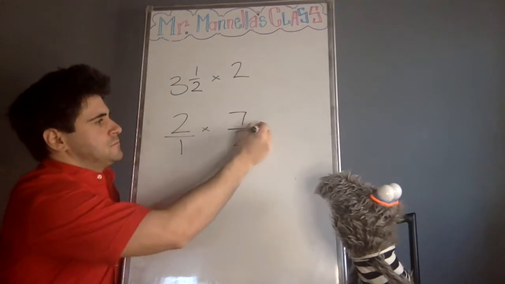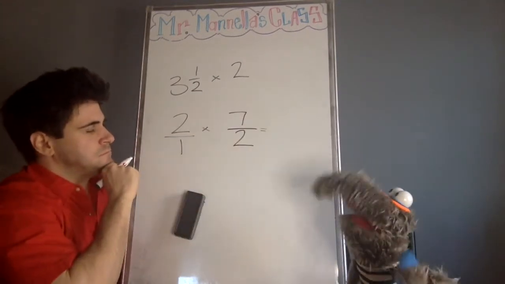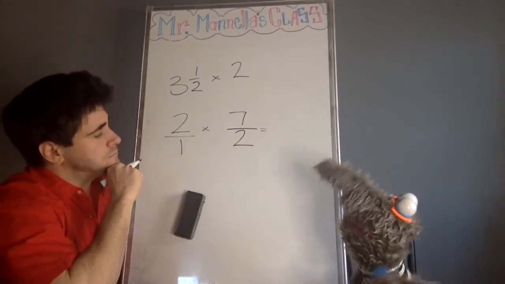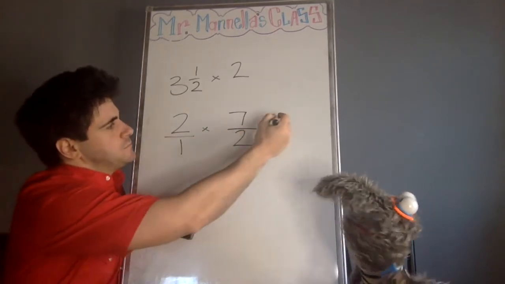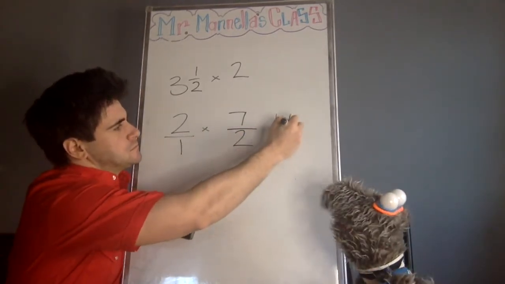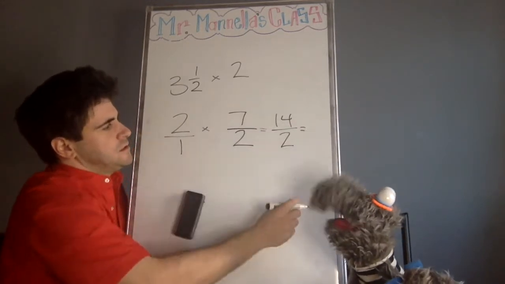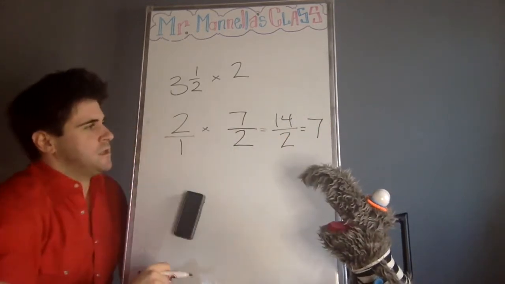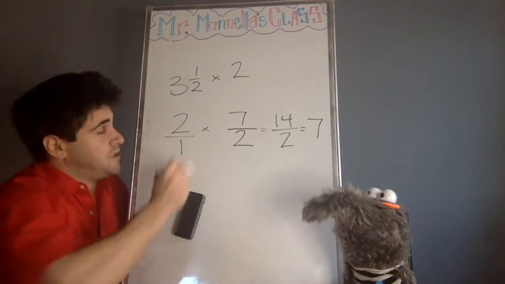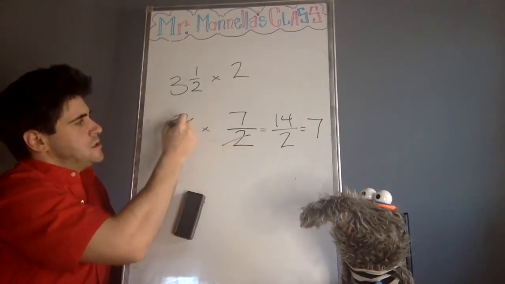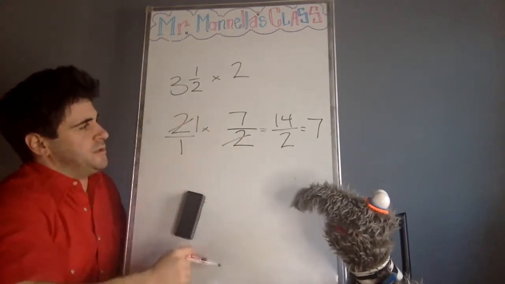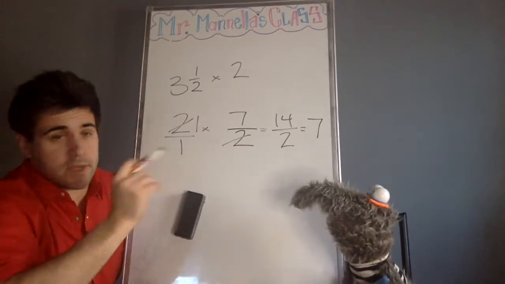So 2 times 7, because it's in the numerators, we do those first. That's 14. And then 1 times 2, those are the denominators. That's still just 2. I can divide that into 14 to get 7. We also could have done 2 divided by 2, gotten 1, and 1 times 7 is 7. Oh, yeah, I see that.